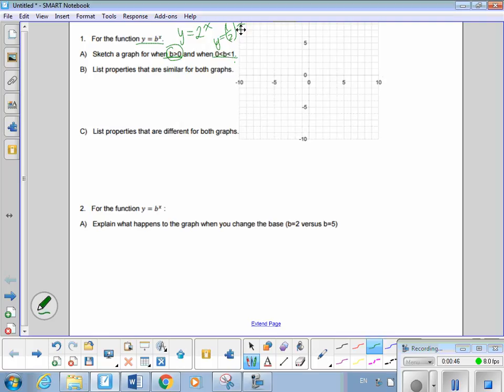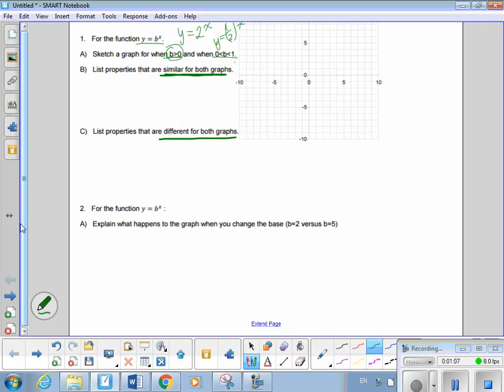Okay, and if you have problems graphing it, use Shobi, enter it in, and then take the points and plot them. Then it asks, list the properties that are similar for both graphs. Well, after you have those two graphed, then you should be able to see how they're the same and also how they're different. Okay, so hopefully that helps.